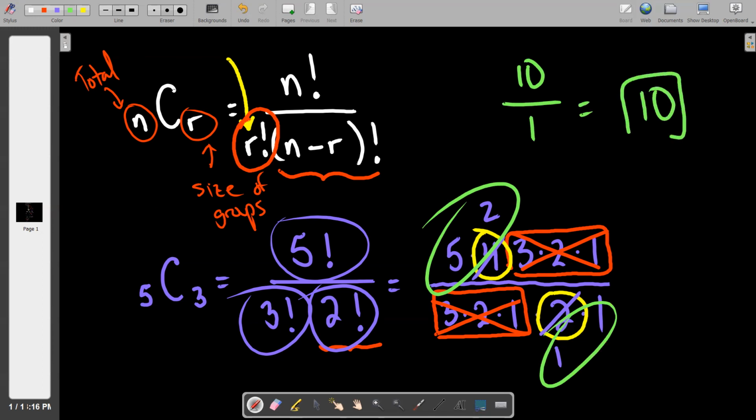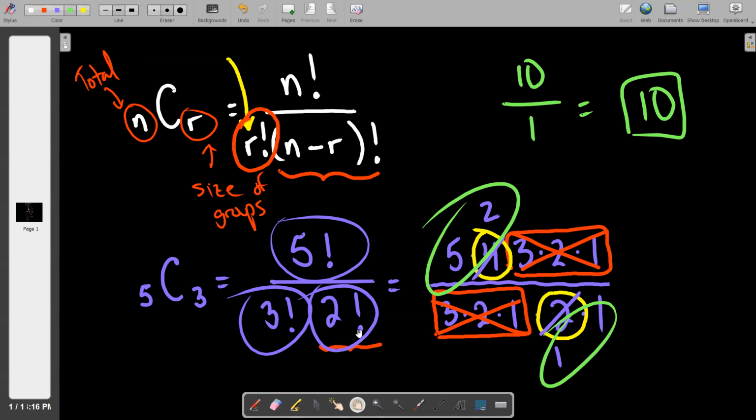And that should be interesting to you, that just now when we counted them all out, we got 10. We did it old school by just counting it out, and we got 10. You follow? Let's practice this process again.